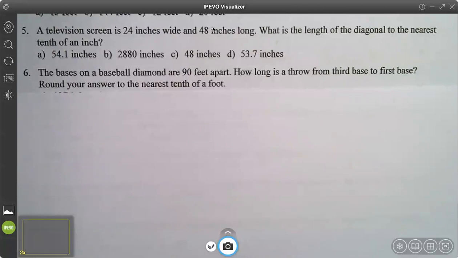Okay, try to draw a picture representing the situation for number six. The bases on a baseball diamond are 90 feet apart. How long is a throw from third base to first base? Round your answer to the nearest tenth of a foot. Try to draw a picture to represent that situation.